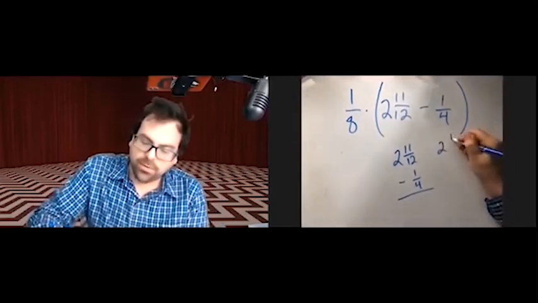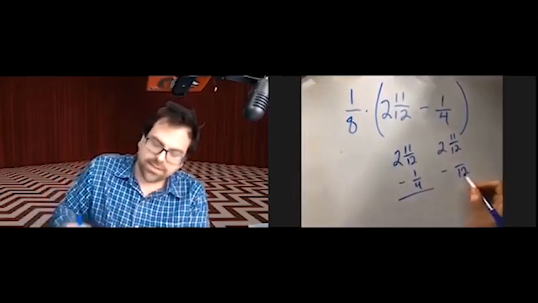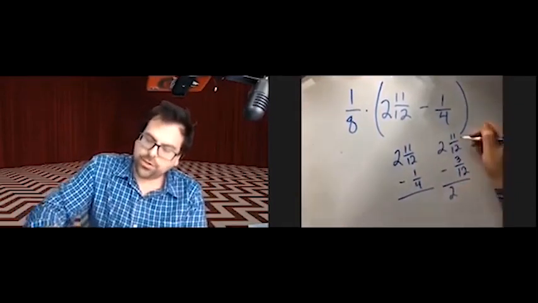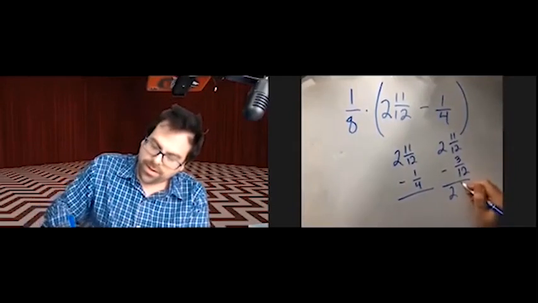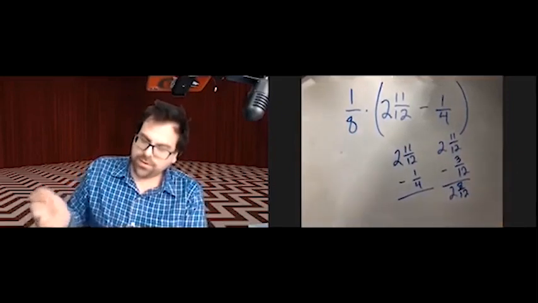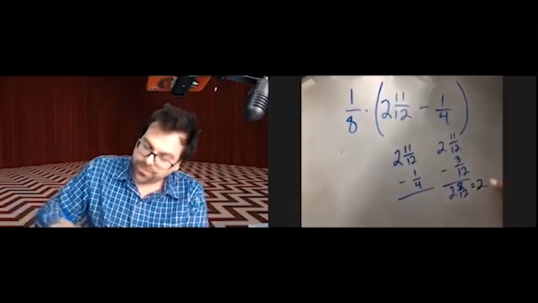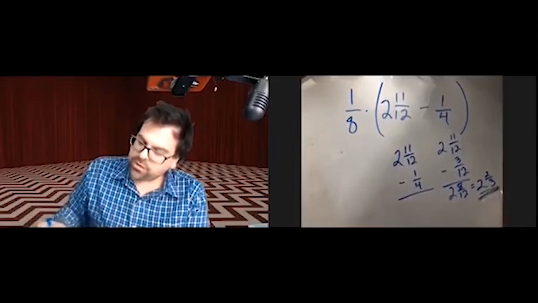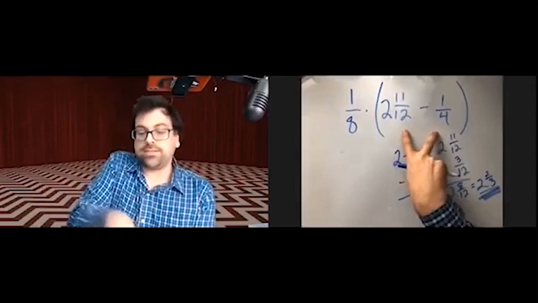You know you're going to need these both to be 12ths. 4 times 3 gets us 12, so 1 times 3 gets us 3. 2 minus nothing is 2. 11/12 minus 3/12 is 8/12. 2 and 8/12 reduces to 2 and... divide these both by 4. 8 divided by 4 is 2. 12 divided by 4 is 3. So 2 2/3, not the final answer, but that's the answer to this subtraction problem.